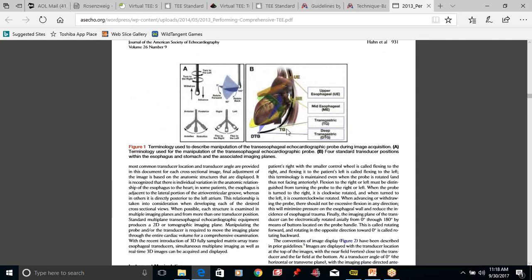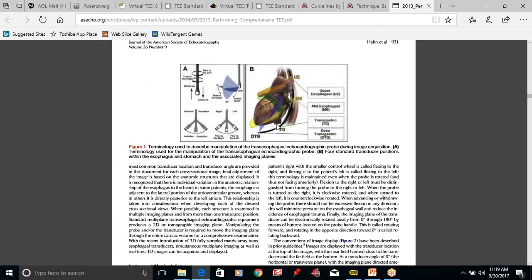So there are actually 4 positions where you can insert the probe. You can have the upper esophageal, the mid esophageal, transgastric, that's in the stomach, and then deep transgastric. And then these are the different levels at which the probe will be positioned. And so when you have the probe in the esophagus, you can flex it, and if you just push your index finger out, when you flex it, then your index finger comes up, and that's how the probe goes.